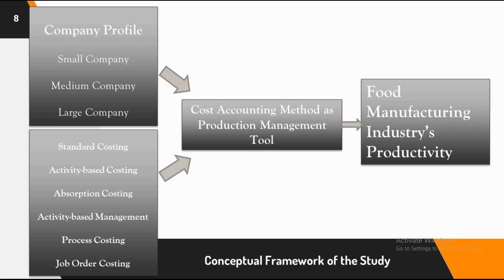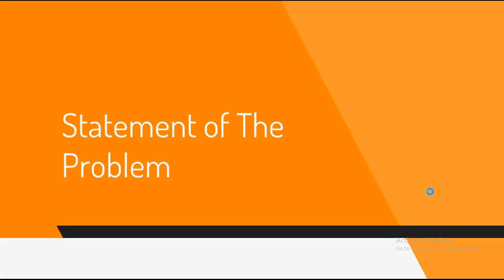which is the topic that has been discussed and described in this research study, which can also influence the effect or the dependent variable, which is the food manufacturing industry's productivity, since the company's productivity depends on the management's effective use of the cost accounting methods as seen in the diagram.